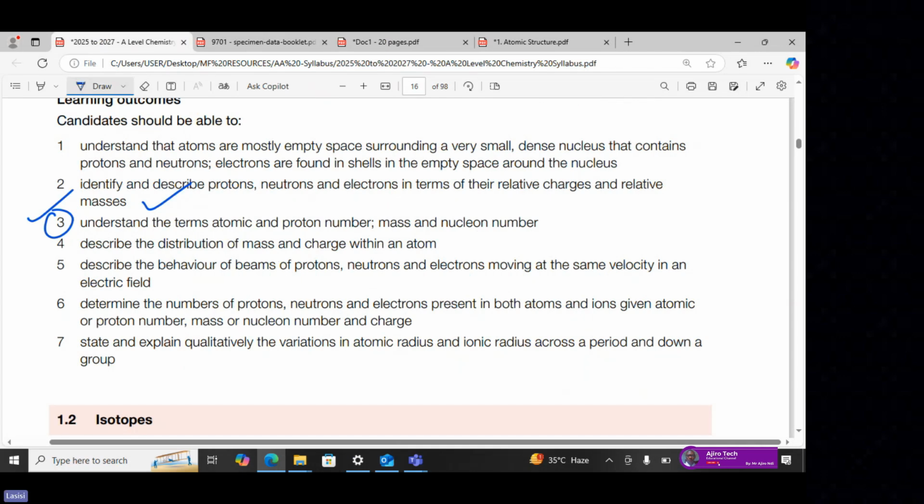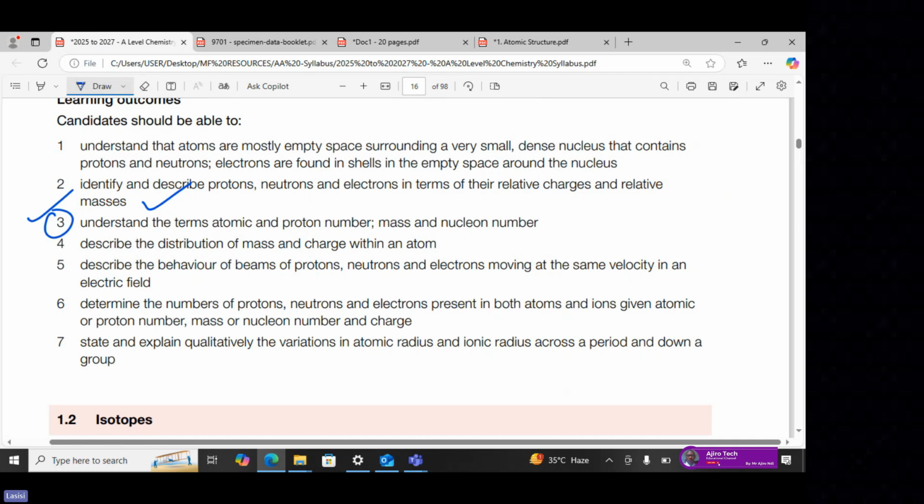If I'm to say it in words, how can you describe the distribution of mass within an atom? Say it in your own words. Almost the entire mass of an atom is located inside the tiny nucleus. Do you get that? That's what that means.